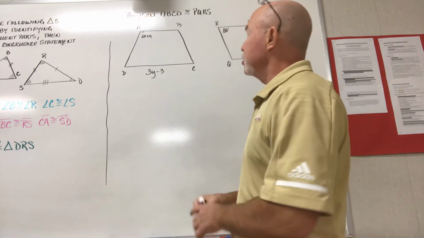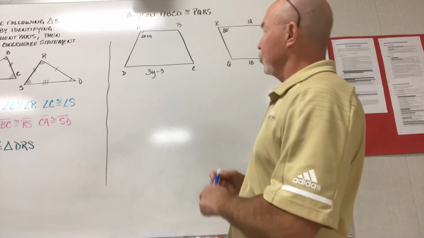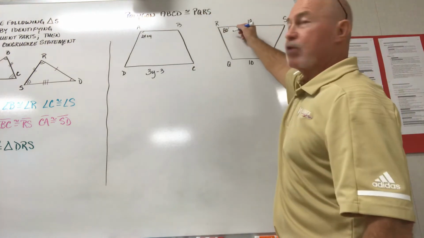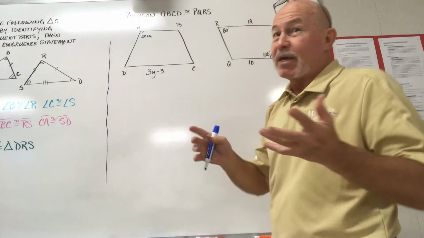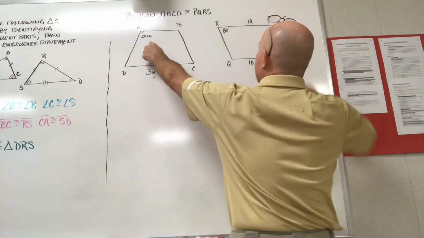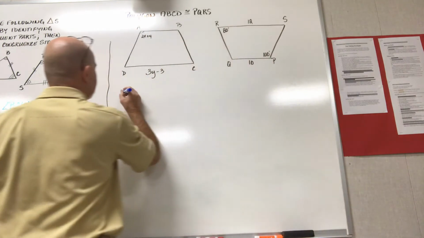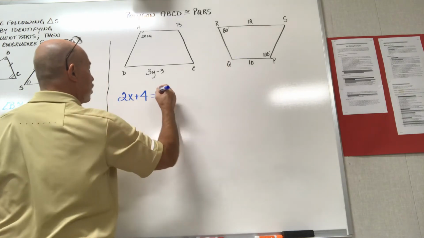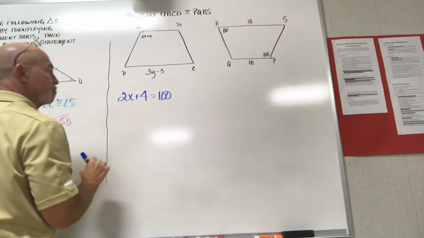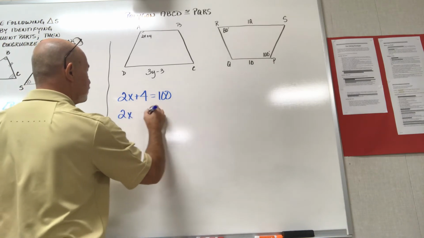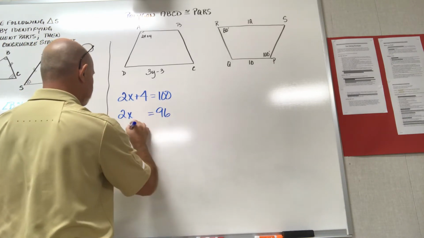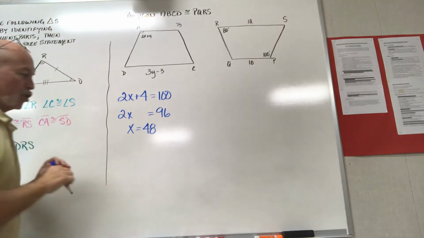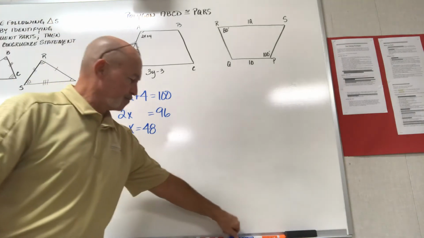The first thing I need to do is figure out which goes with which. Well, A goes with P. So yeah, they're going to put other degree measures in there to mess you up. Don't let them. A and P go together. So 2x plus 4 is equal to 100. Subtract the 4 from both sides. So there is the x.